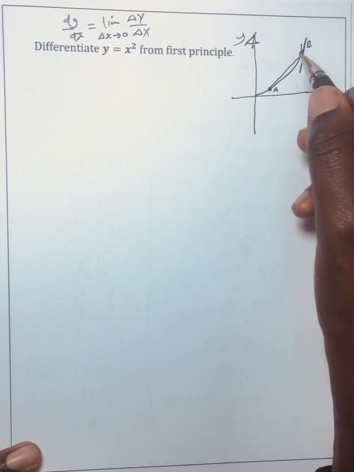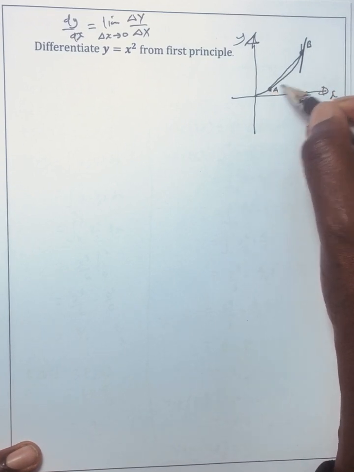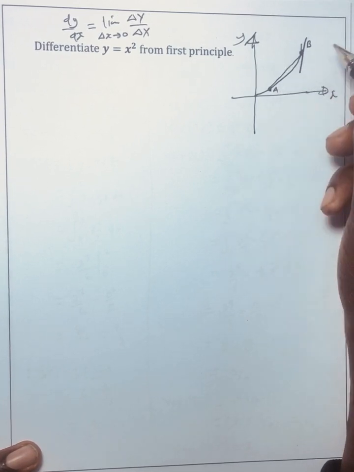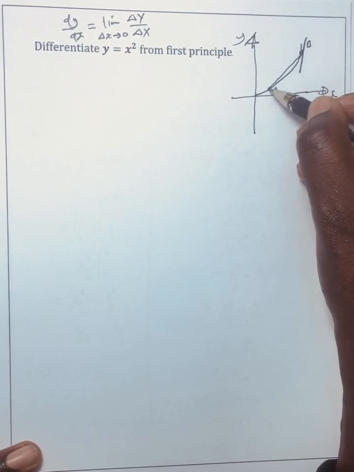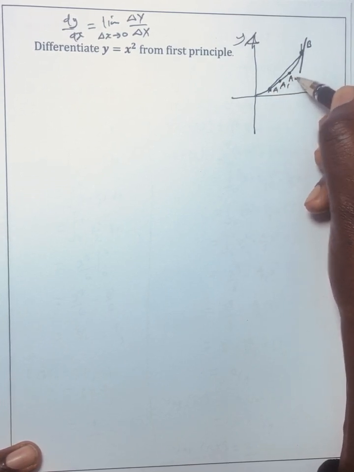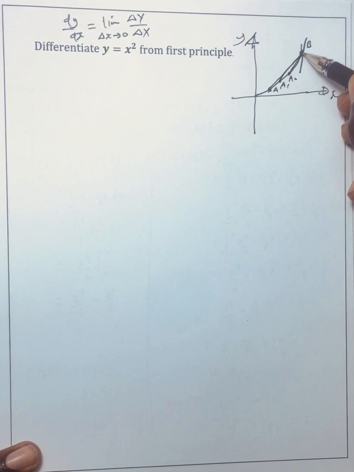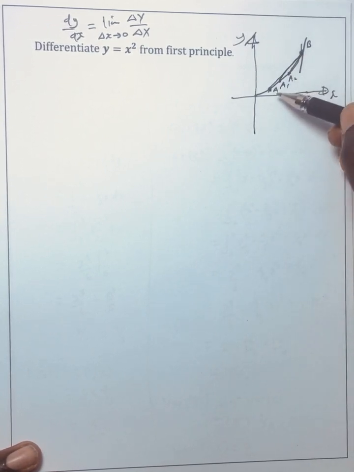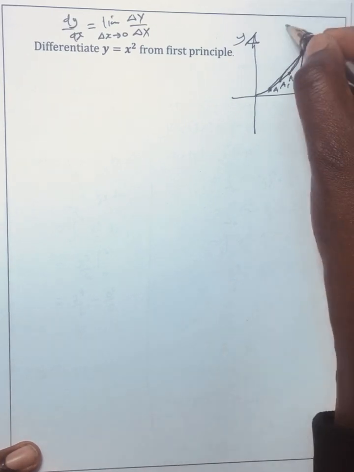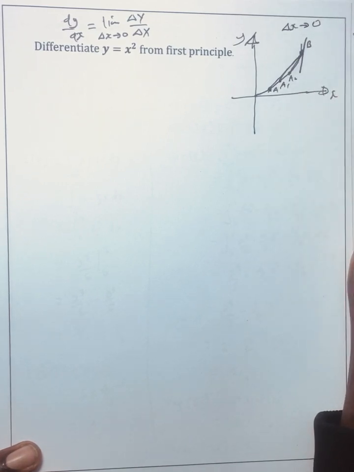But you realize that if you move A towards B, the change in x diminishes. Eventually it will become 0, because let's say you move A up to somewhere here, so that you have A1, and up to somewhere there, so that you have A2. If you join A1 to B, or A2 to B, and continue doing that, eventually the chord AB will be the same as the tangent at B. So that small change in x will diminish, so it is tending to 0. That is what we mean here.